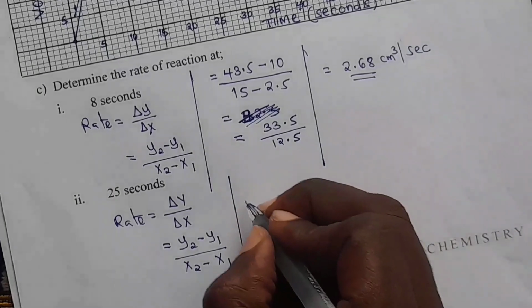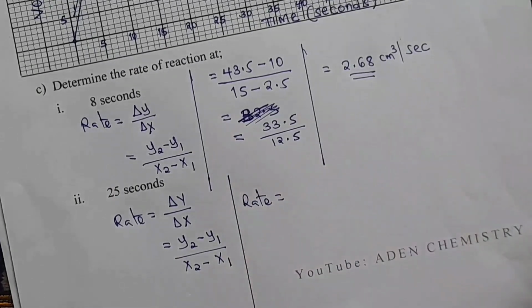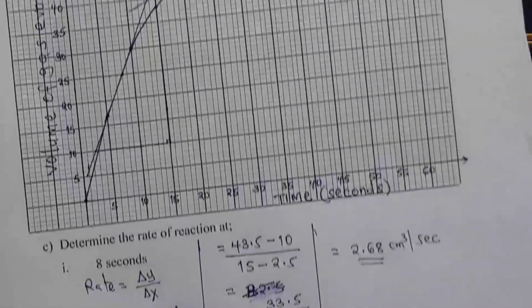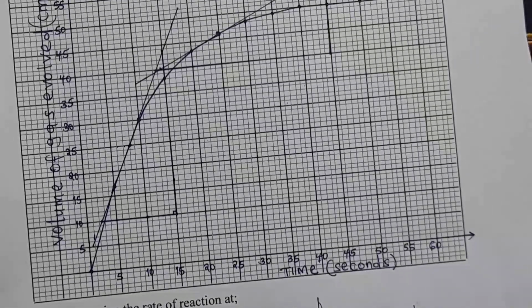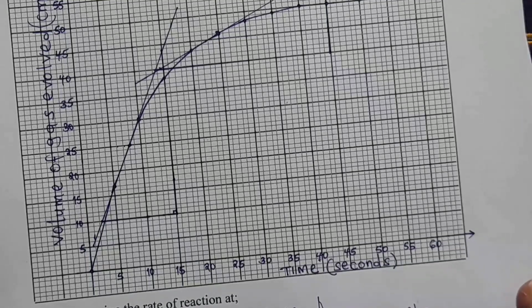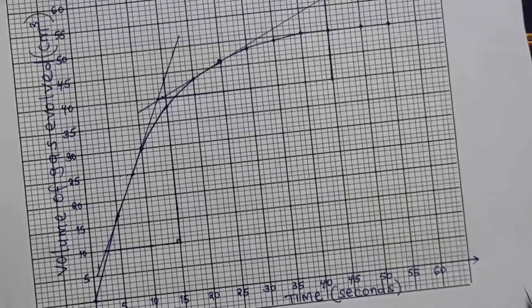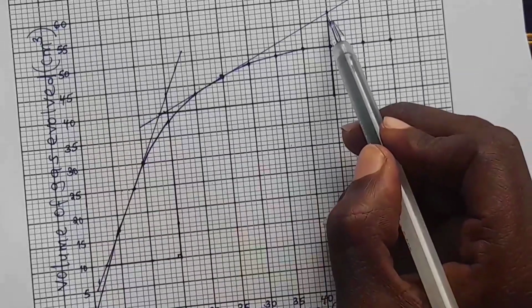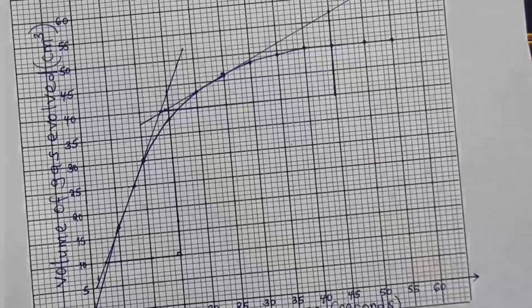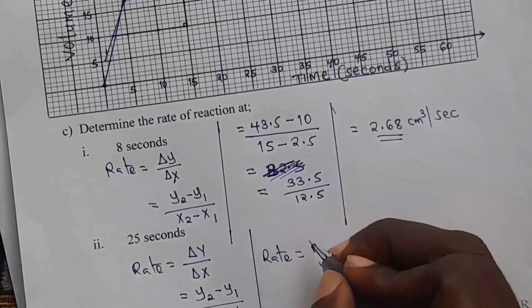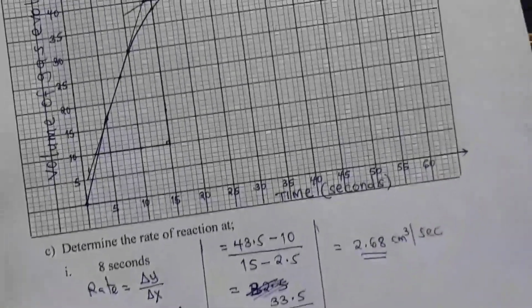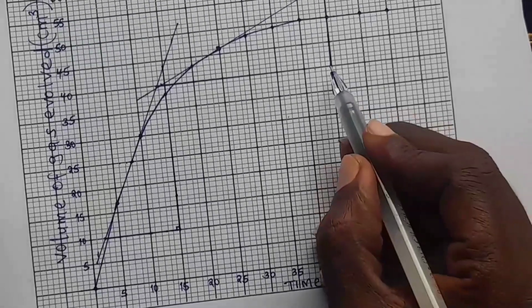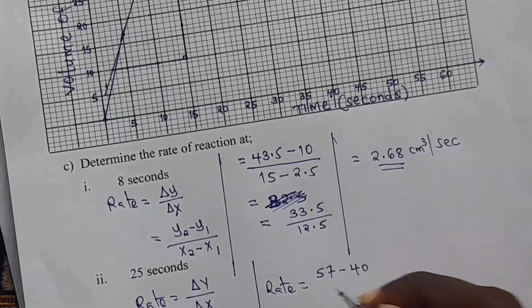So next, let's see what will be our y2. We can check the triangle that we have drawn at the 25th second. It was here. Then that means y2 is here. So this is 55, as you can see there. If it is 55, we have 56, then that's 57. So we are going to write 57 minus, then we see y1 is here, and this is 40, as you can see. So we are going to say 57 minus 40 divided by.